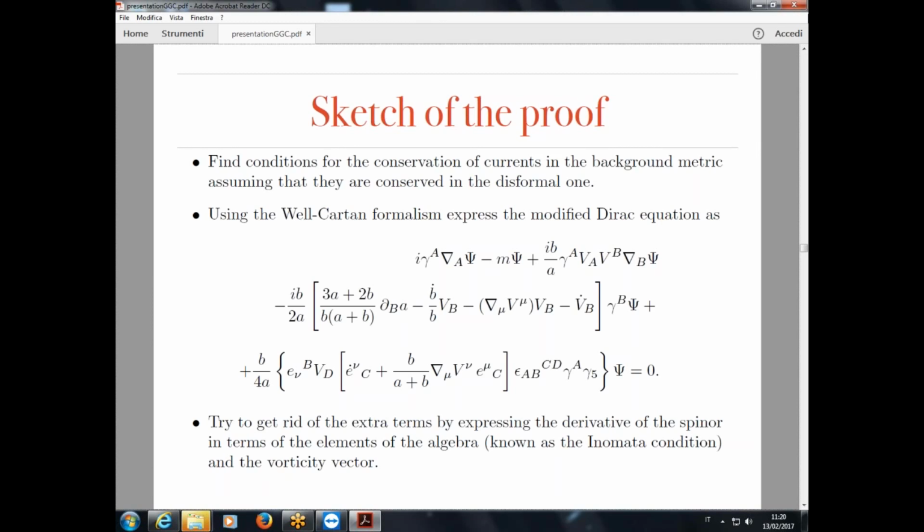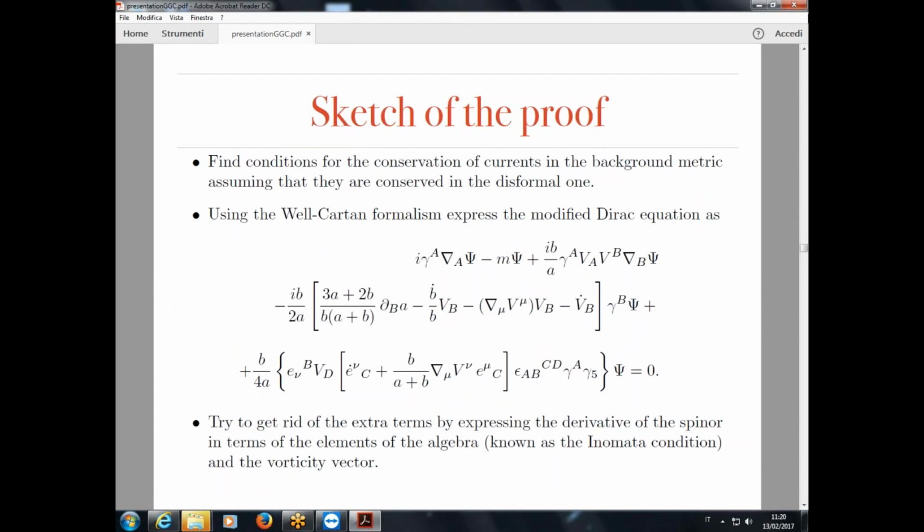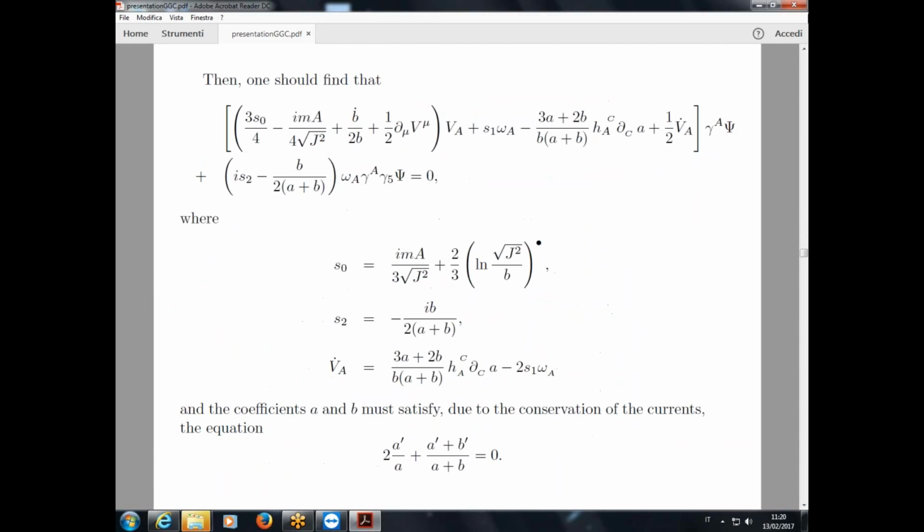So the sufficient condition to keep this equation, actually this equation, invariant is that the spinor field satisfies the generalized Inomata condition, that you can express the derivative of the spinor field in terms of the elements of the algebra and the vorticity. In the end, you get this condition in terms of these functions, S1, S2, S0, sorry. And this condition comes from the conservation of current, where the prime is the covariant derivative along the axial current, the I, because you have the Dirac current and the axial current.